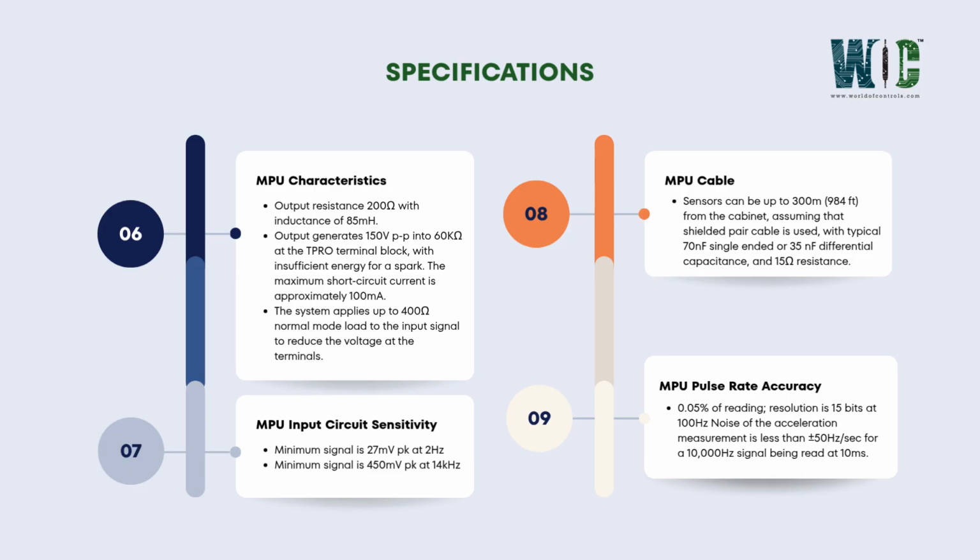MPU cable: sensors can be up to 300 meters, 984 feet, from the cabinet, assuming that shielded pair cable is used, with typical 70 nanofarads single-ended or 35 nanofarads differential capacitance and 15 ohms resistance. MPU pulse rate: accuracy 0.05% of reading, resolution is 15 bits at 100 Hz. Noise of the acceleration measurement is less than plus or minus 50 Hz per second for a 10,000 Hz signal being read at 10 milliseconds.